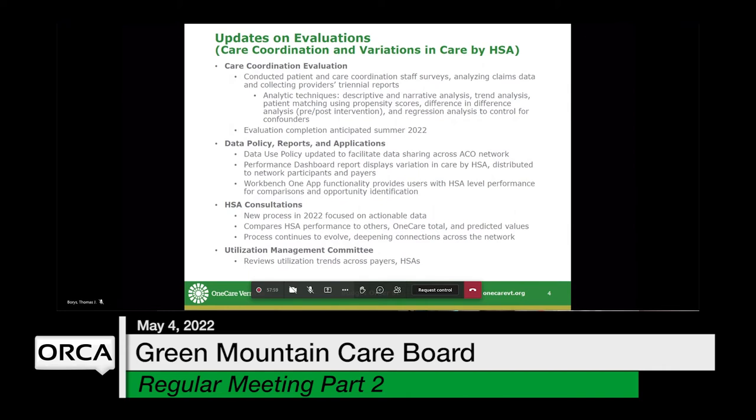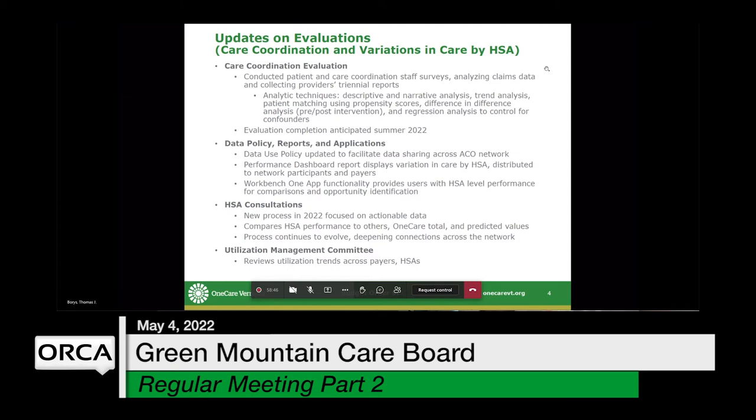So I'm wondering if that has been something that you've considered, going towards more variation in care rather than doing it by HSA, doing it by practice level, having some of that data, policy reports and applications related more specifically to the practice or facility level in order to get more actionable data. And then the second part to that question is, with the HSA consultations and the utilization management committee, have you already found, and can you identify, examples of concrete actions taken in terms of delivery system reform from those consultations or the committee's work? So that's a two-part question. HSA level data, is that the appropriate data for actionable steps?